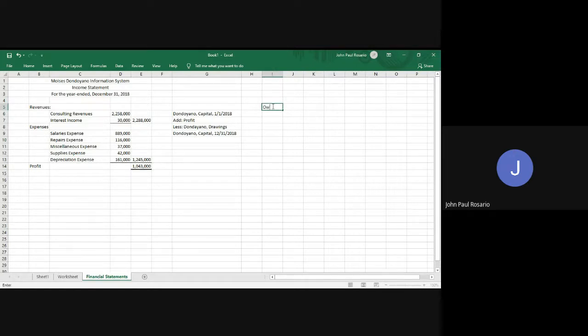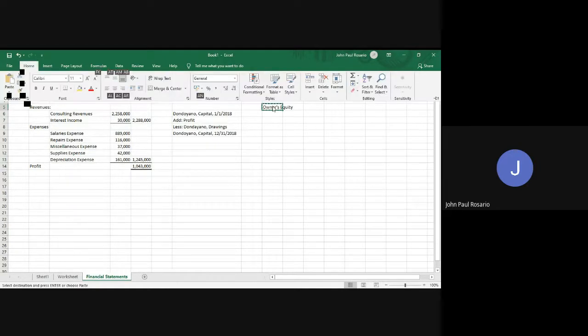Owner's equity. Okay. So the same company name. And then this is the statement of changes in owner's equity. This was introduced to you during the second chapter. Okay? So same here, for the year ended December 31, 2018.